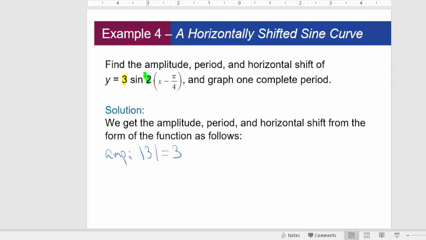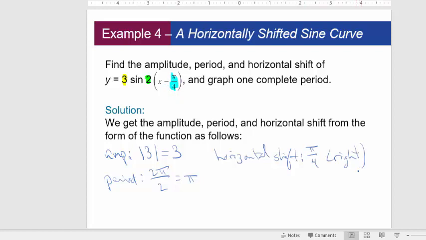The period is going to come from this. So the period is going to be 2 pi over that value, over 2, which is pi. And the horizontal shift is going to be this value, and there is a minus sign there. So it's going to be pi over 4 to the right. If I wrote negative pi over 4, it'd be assuming that it was shifting left, but I'll just make it clear. Since it's positive, that means I'm shifting to the right. So there's my amplitude, period, and horizontal shift.